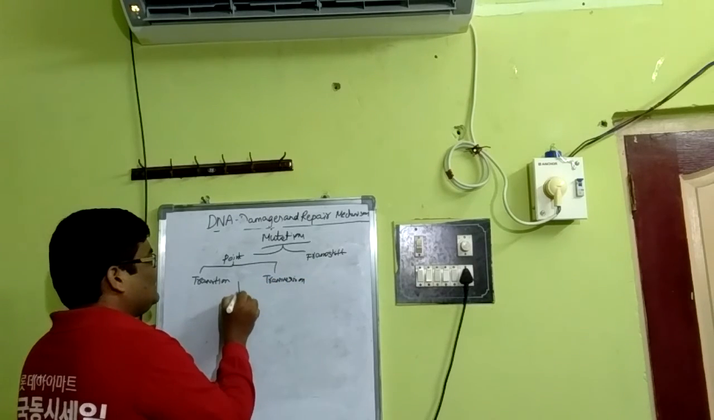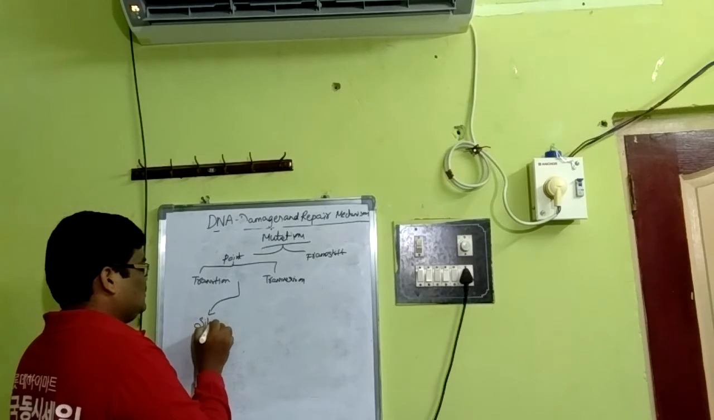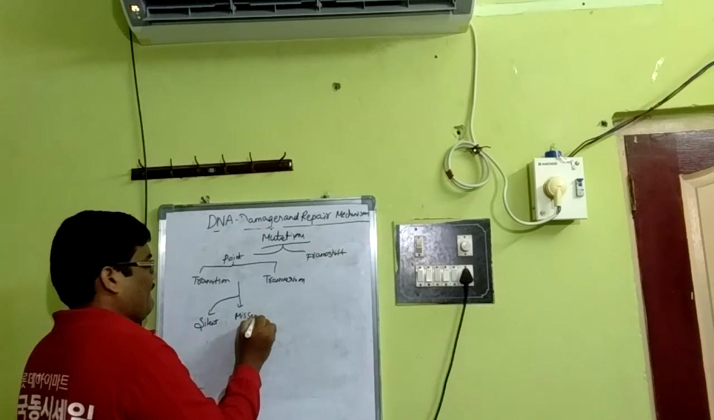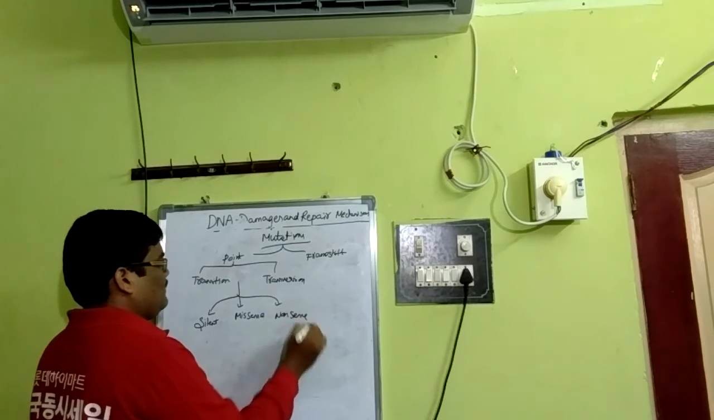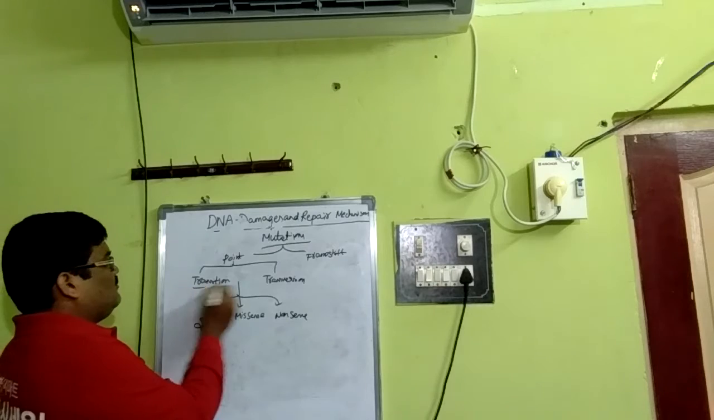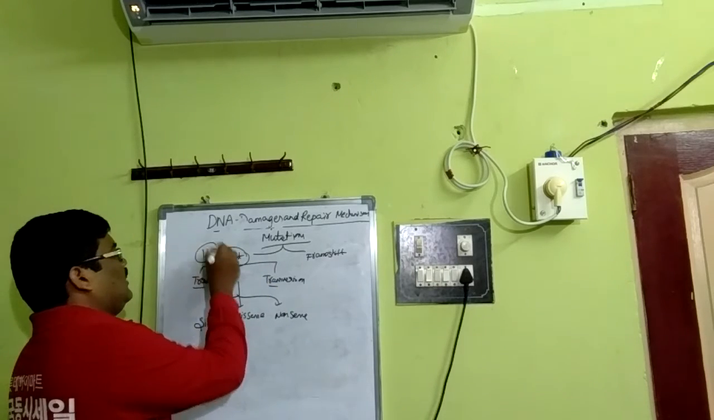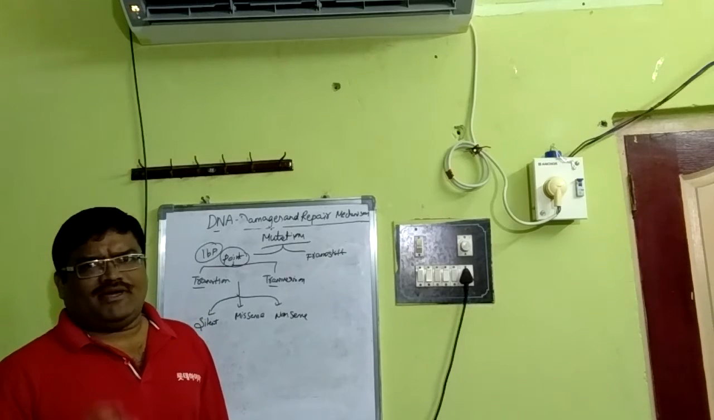Now, ultimately this leads to different kinds like silent mutations, missense mutations, and nonsense mutations. What is a transition? First, before that, what is a point mutation? A change, a mutation happening in a single base pair.